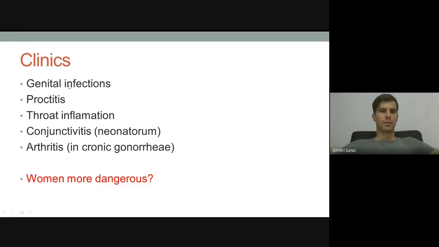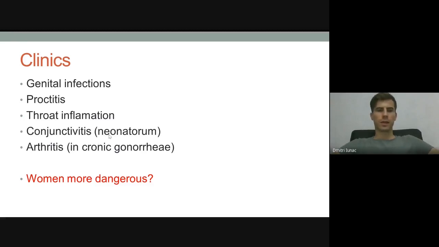Well, in the first place we have genital infections, genital inflammation. Next we have proctitis and throat inflammation. In case of practice of different sexual relations, it will affect different organs, even the rectum or the throat. Also, conjunctivitis neonatorum can happen. That means it can affect newborns.